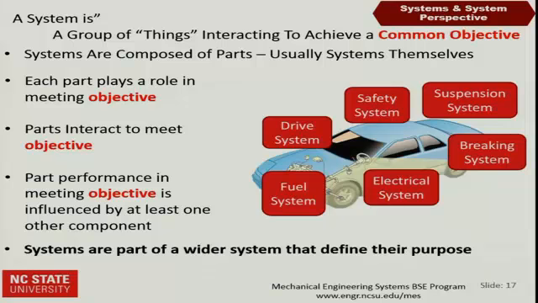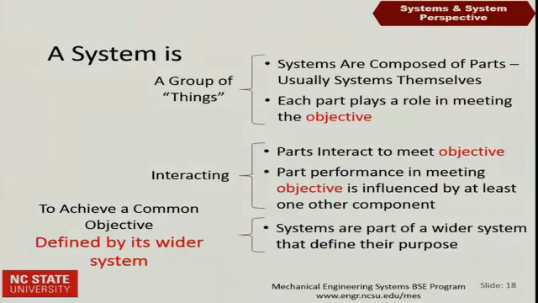So one last characteristic is that systems are part of a wider system. That wider system defines their purpose, as well as the purpose of every single component within the system. So, in review, a system is a group of things interacting to achieve a common objective. That common objective is defined by its wider system. And that common objective defines the purpose of every single component within that system.